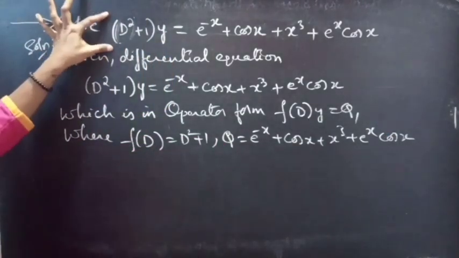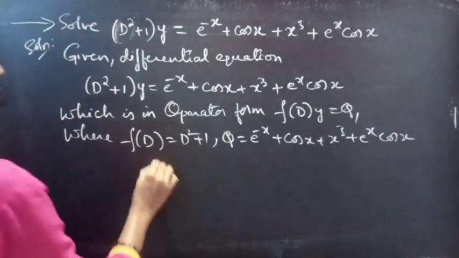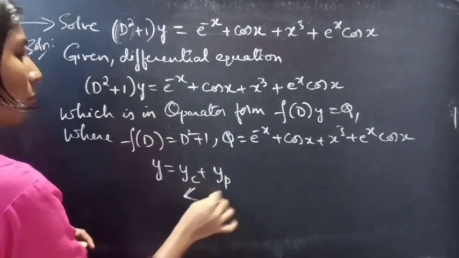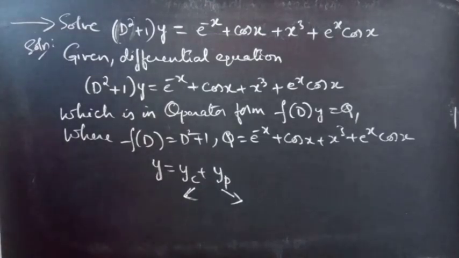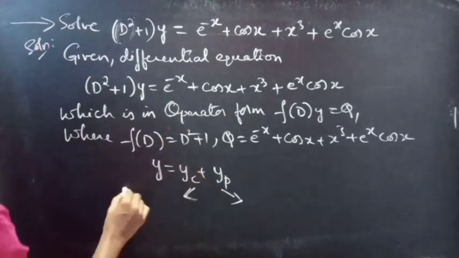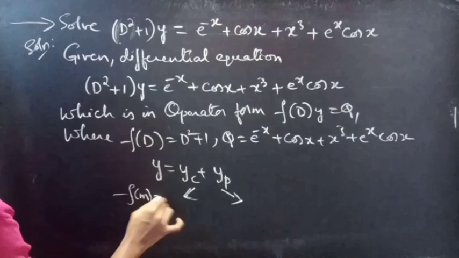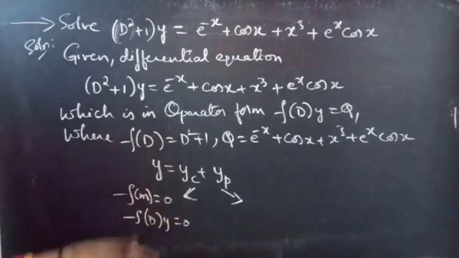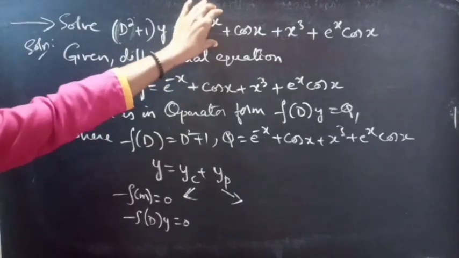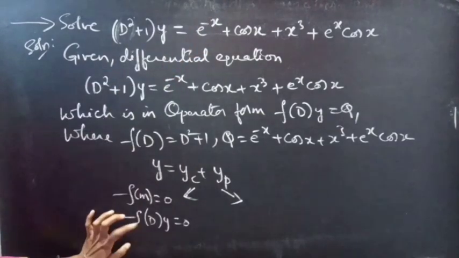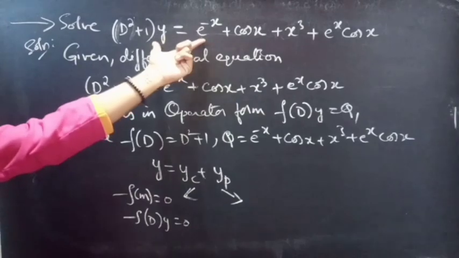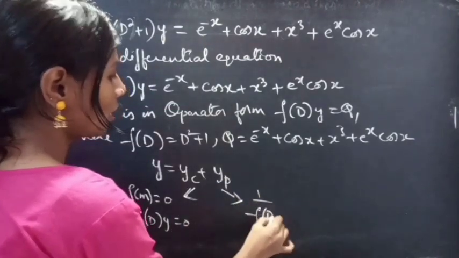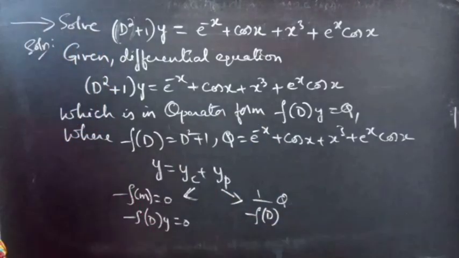Now we need to find the general solution to the given equation, which is given by y equals yc plus yp. Here yc is the complementary function, yp is the particular integral. We will find yc using the roots of the auxiliary equation of the homogeneous equation of the given non-homogeneous equation. Simply by putting RHS to 0, we'll get the homogeneous equation, and we'll find yp using 1 by F(D) into Q.